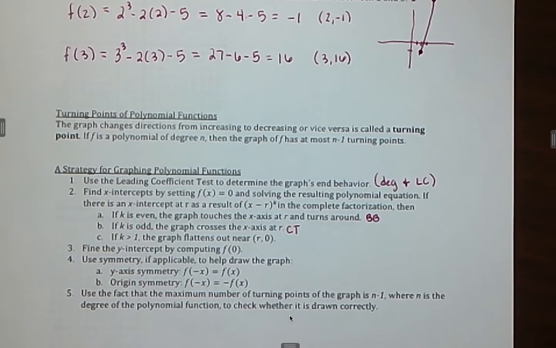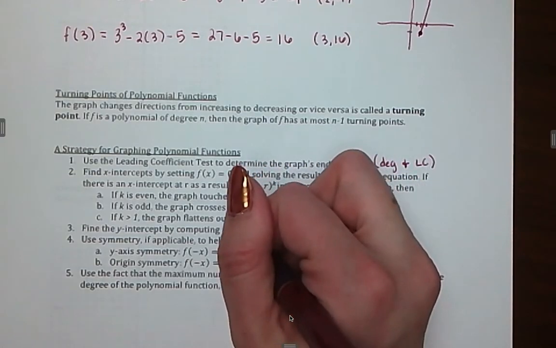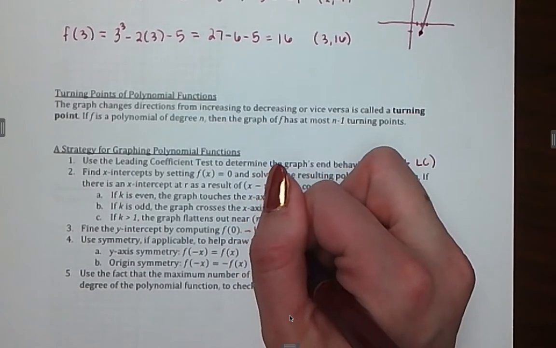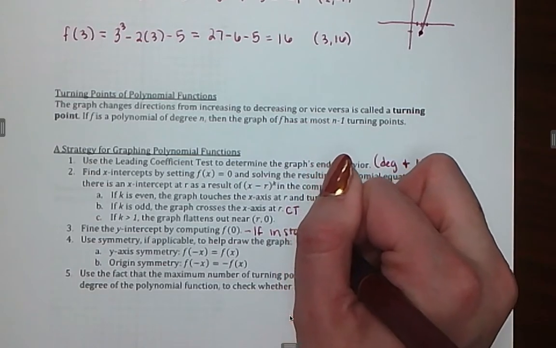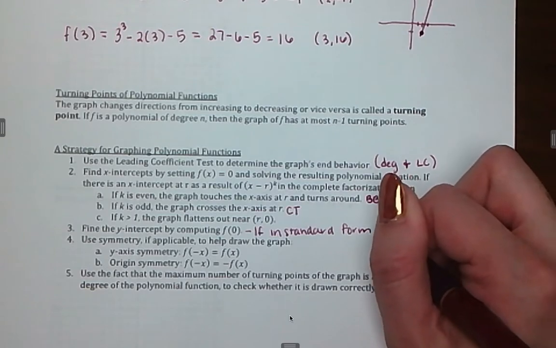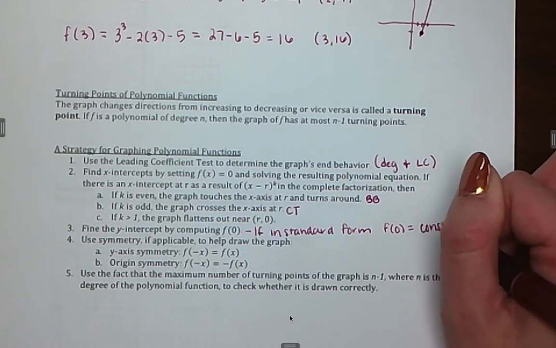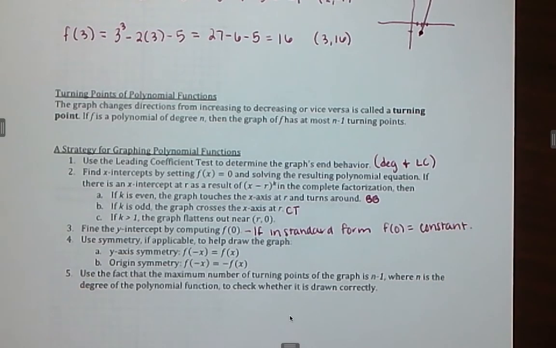Okay. The one thing we didn't do so far in our notes is find the y-intercept. All we're doing is plugging in 0 and simplifying. A lot of times, if it's in standard form, remember it'll just be the constant. So like when we looked at our parabolas, the y-intercept was just c. So same idea there. If it's in factored form, you'll have to actually solve.